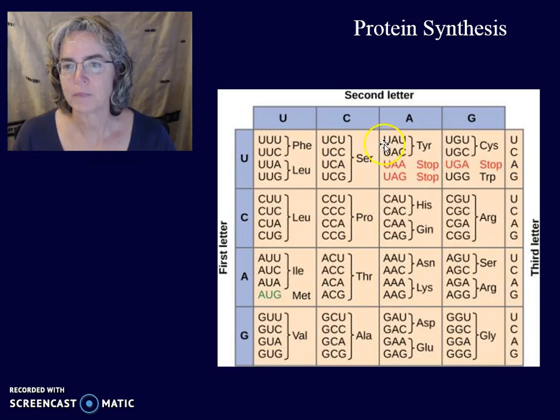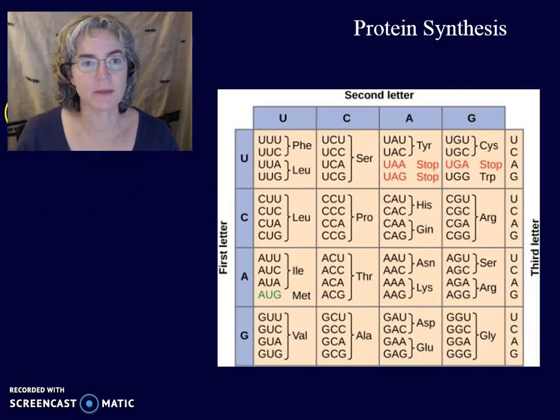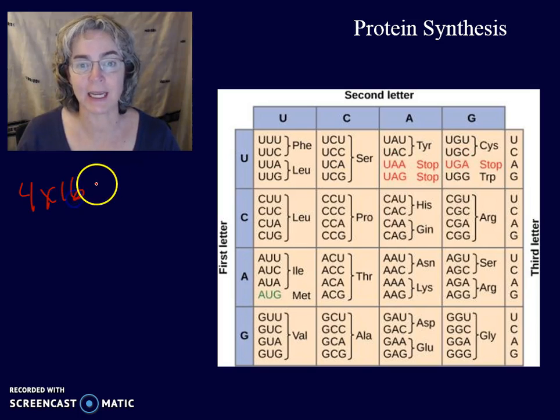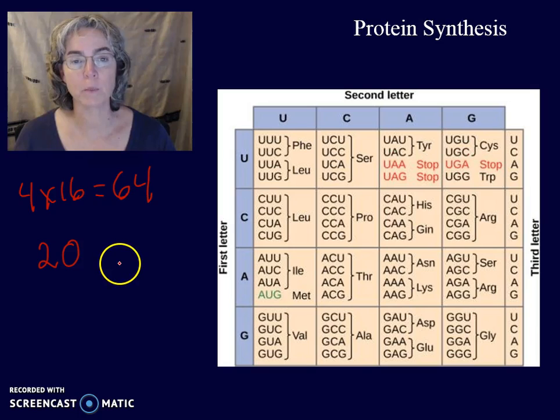So what if we then have 3 letters to code for an amino acid? And that works. We have the first letter, U, C, A or G, the second letter, U, C, A or G, and then the third letter, U, C, A or G. So how many amino acids can you then get with 3 letters? You can get 4 times 16, or 64. And that's plenty, with more to spare.